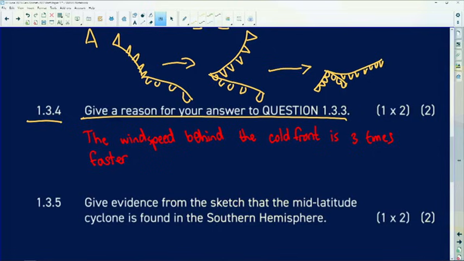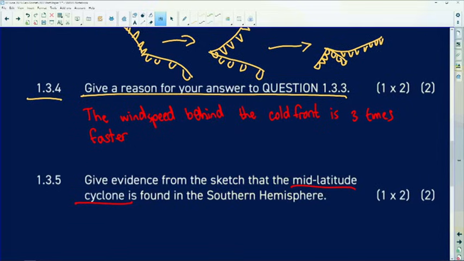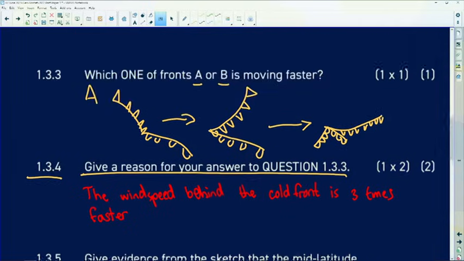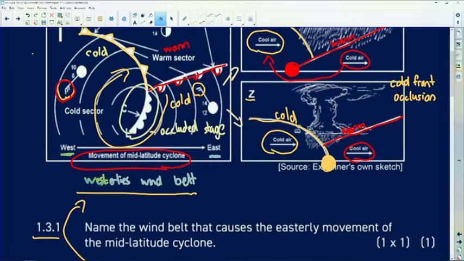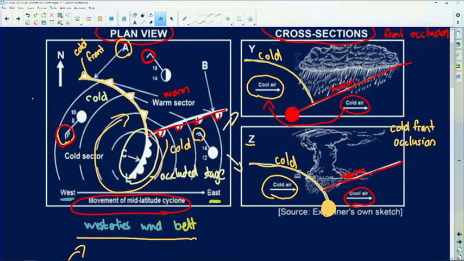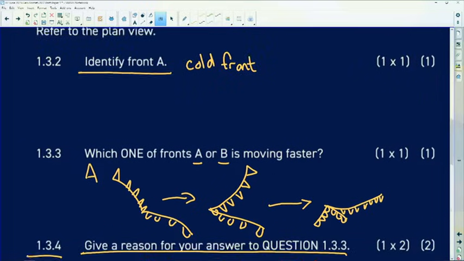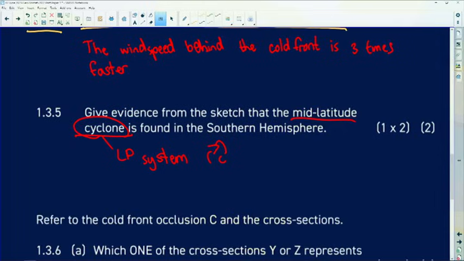Give evidence from the sketch that the mid-latitude cyclone is found in the southern hemisphere. Now I can give you a tip over there. A cyclone, we know, is a low pressure system, and we know that it's clockwise circulation of air. Now let's just quickly have a look at the diagram. Here you can see it's been pointed out that there's a clockwise circulation of air taking place over there. So we're going to stick to our answer, even though we know that a cyclone is a low pressure system, it's clockwise circulation.